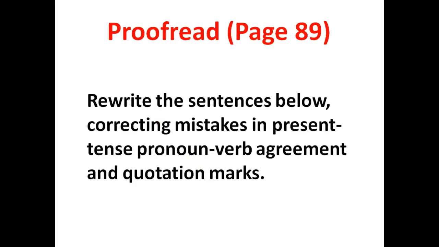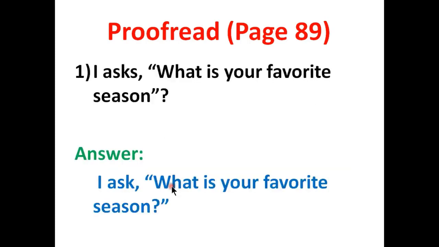Now we are going to do page number 89. You will rewrite the sentences below, correcting mistakes in present tense, pronoun-verb agreement, and quotation marks. Number 1. I asked, "What is your favorite season?" Now with I, there cannot be any S or ES in the verb. There can be an S or ES in the verb if the subject is he, she, or it, as I told you in the previous lecture. Now your answer will be, I ask, "What is your favorite season?" My dear students, you will write the complete sentence as your answer on the line given in the book.